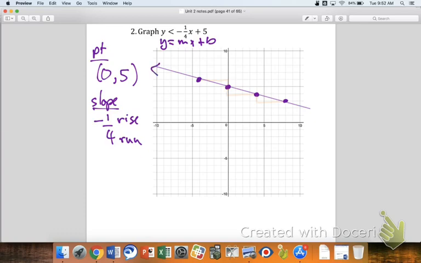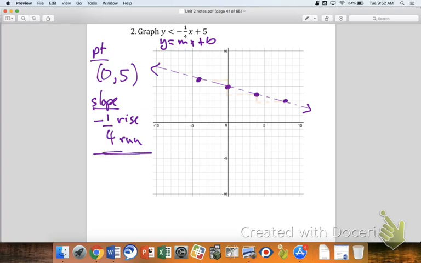Should I leave this line solid, or should I turn it into one of those dotted lines? Why dotted? Because it's not. That's right. It doesn't have the or equal to, so I'll go through and try to turn this into a dotted line. Something like that. There we go. And then the last thing I got to do is decide about my shading.